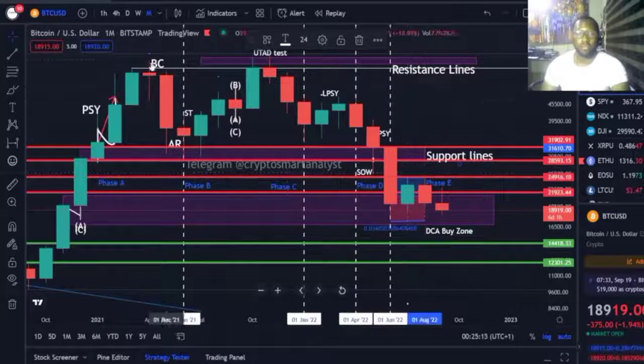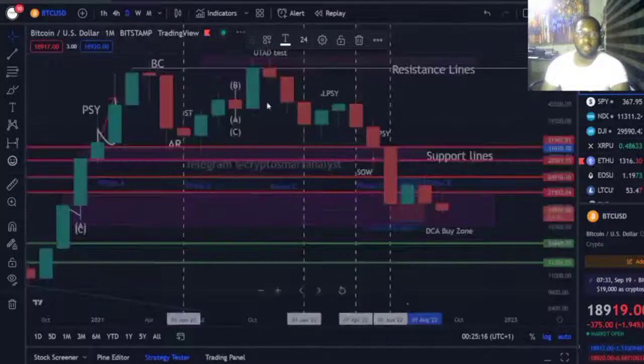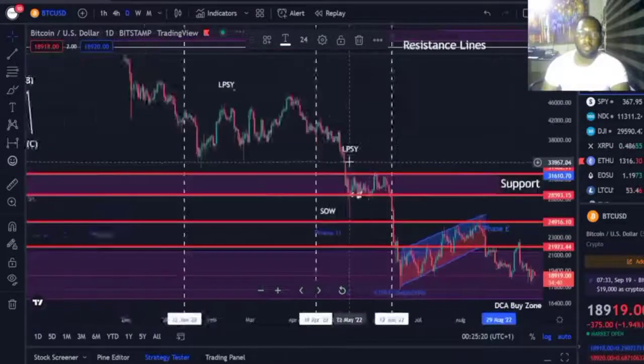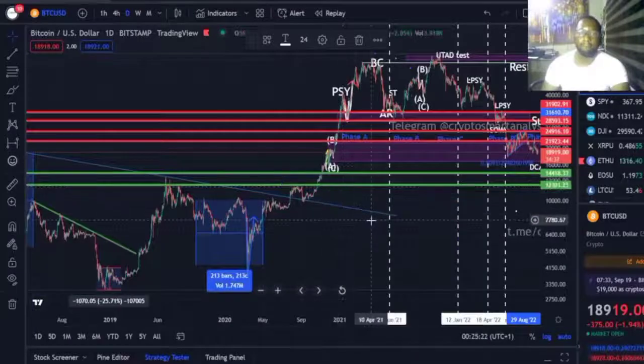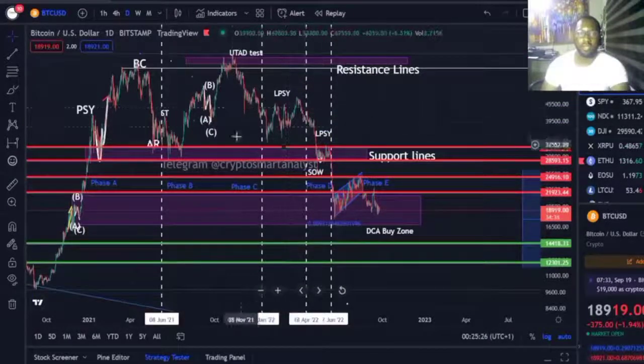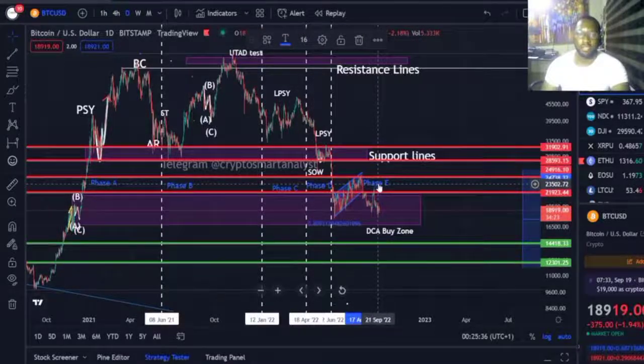After the retest of the support line, I think it's going to be clearer on the daily time frame. You're going to see the Wyckoff distribution here on the daily. On the daily, you can easily see it clearly. We have a retest, and these are phase A, phase B, phase C, phase D, and we are currently in phase E. Phase E can take us down to around 10K, worst case scenario around 10K, 12K. That's my expectation for Bitcoin.